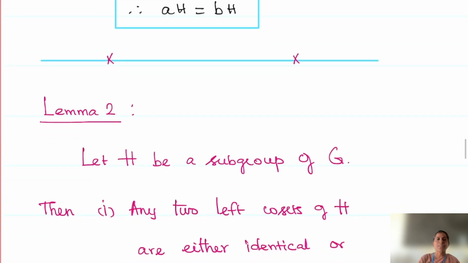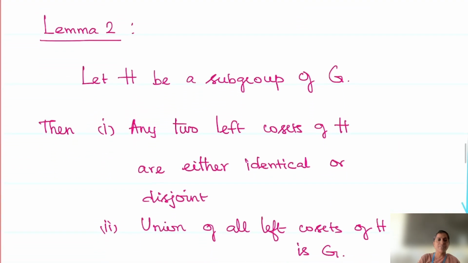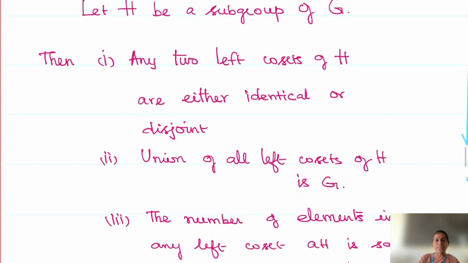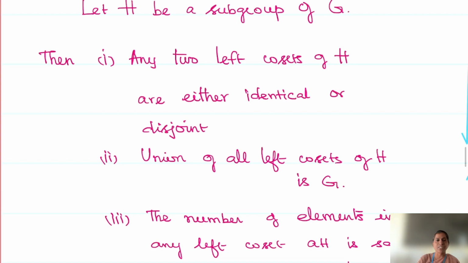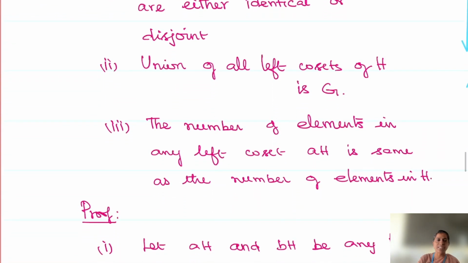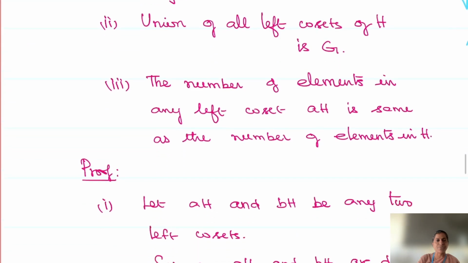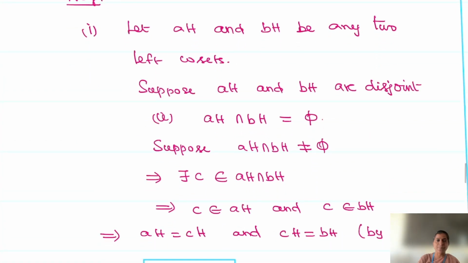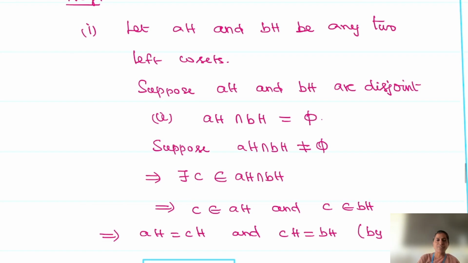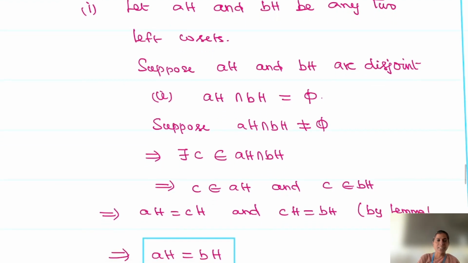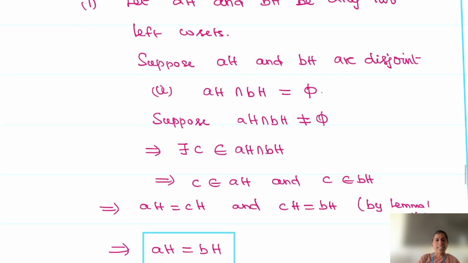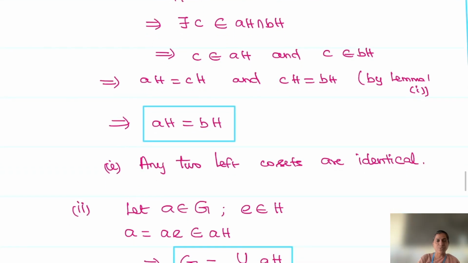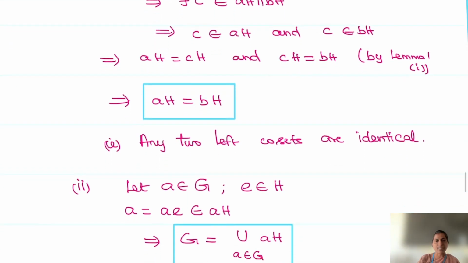Then lemma 2. Let H be a subgroup of G, then we have to prove three things. Any two left cosets of H are either identical or disjoint. The union of all left cosets of H is G, and the number of elements in any left coset is the same as the number of elements in H. Therefore, let AH and BH be any two left cosets. Suppose they are disjoint, then we proved it. If they are not disjoint, then there is an element in the intersection, and then you can say that AH is equal to BH. Therefore, any two left cosets are either identical or disjoint.